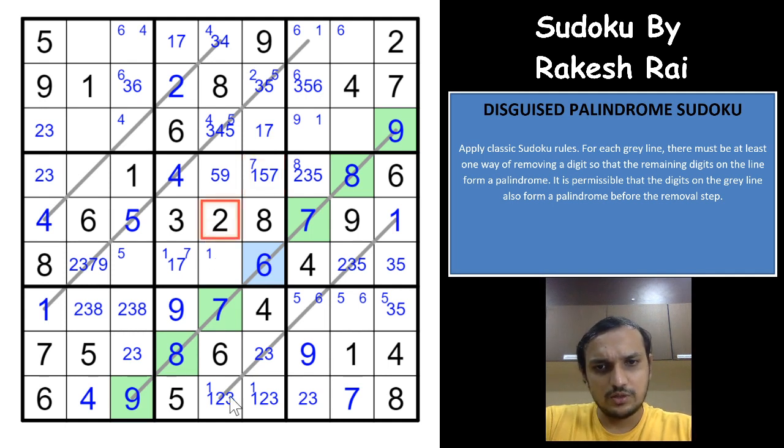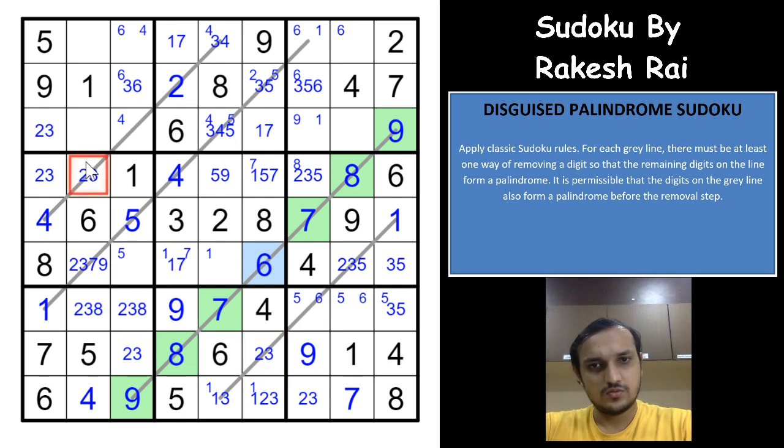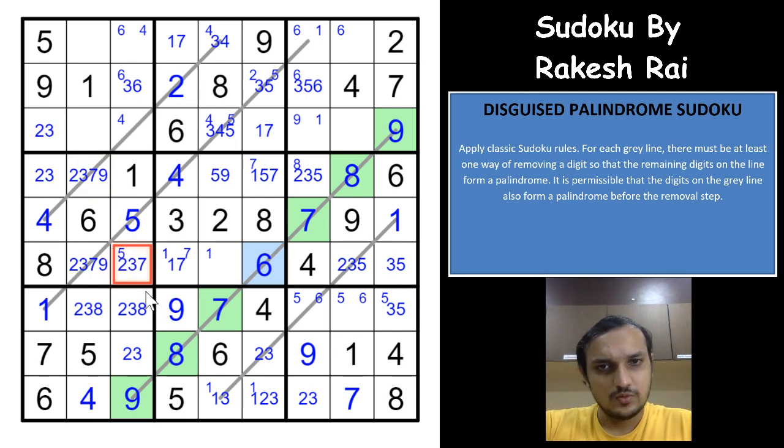Oh, this 2 can be eliminated from this cell, so this would have to be 2 here. So if you have a 2 here, 2 is in one of these two cells, right? 2, 3, 7 and 9. 9, 2, 3 and 7.